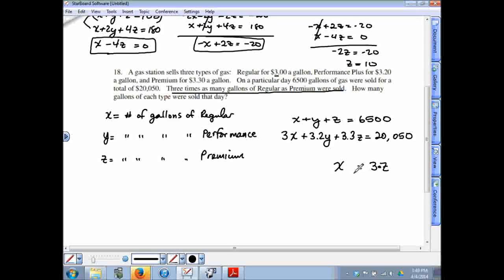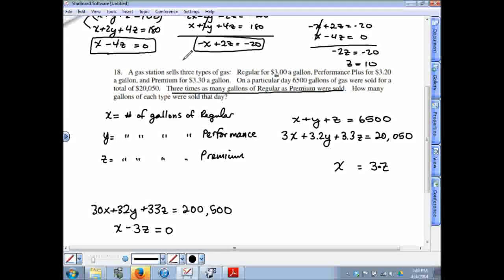So those are the 3 equations. Again, these decimals here aren't looking too good, so I'm going to multiply this middle equation by 10. So it becomes 30x plus 32y, this is the middle equation, plus 33z is equal to 200,500. Now this bottom equation, I'm going to move the 3z over, and x minus 3z is equal to 0.